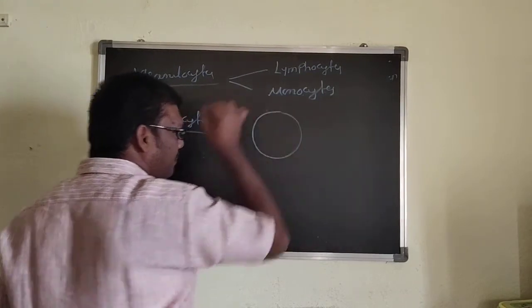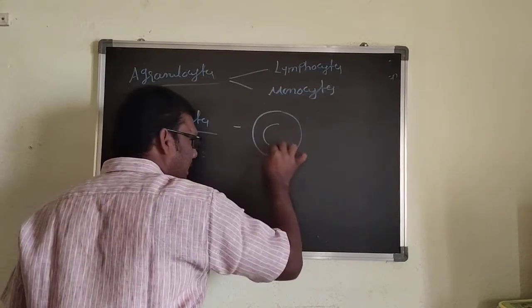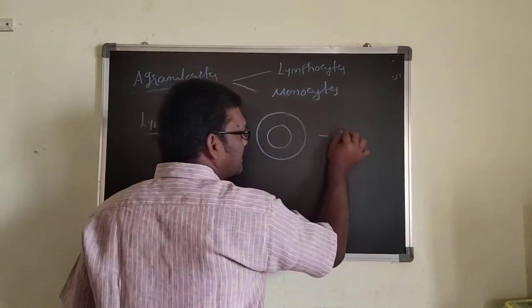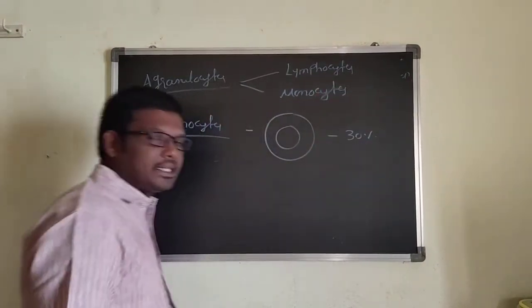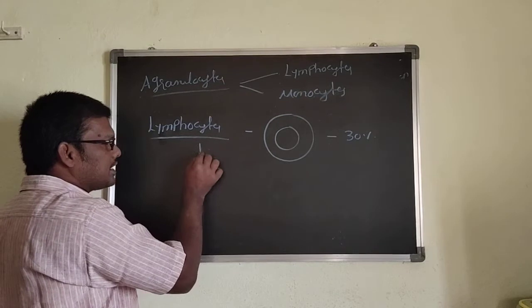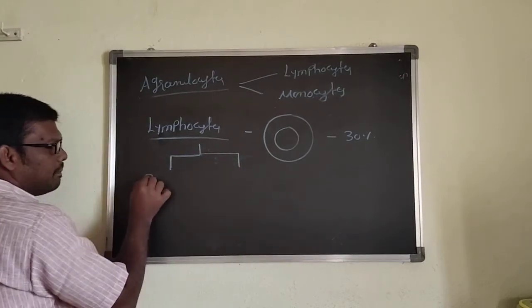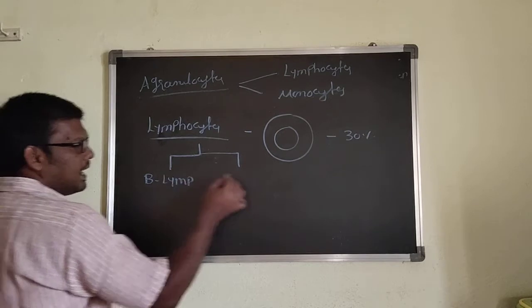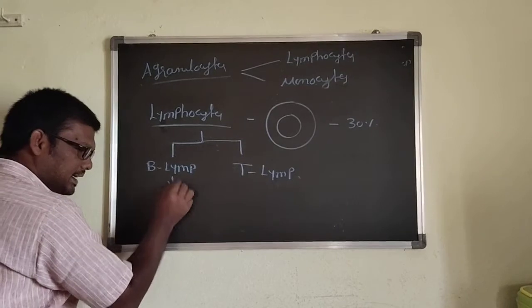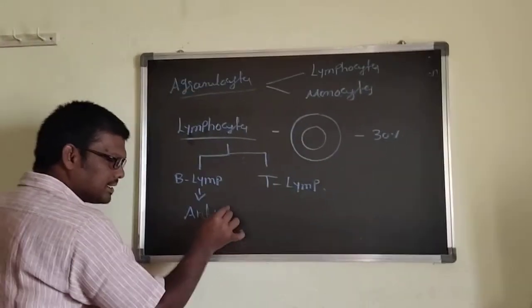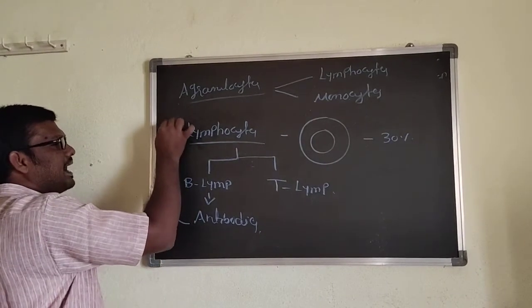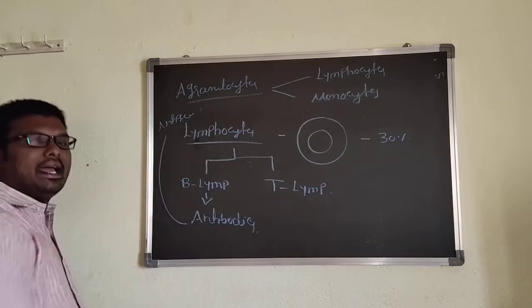Lymphocytes are oval shaped cells, and the nucleus is also spherical or oval shaped, and lymphocytes occupy 30% of total leukocytes. And then lymphocytes are of two types. One is B lymphocytes, another one is T lymphocytes. B lymphocytes produce the antibodies. What is the use of the antibodies? These antibodies can attack the antigens.